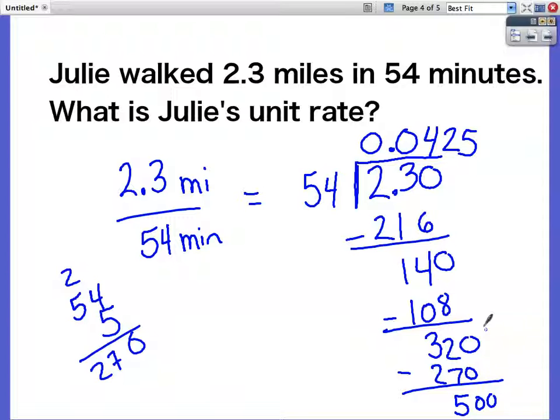I'm not going to keep dividing, but I'm going to round it to the nearest thousandths place. Remember, you find the thousandths place, look to the right, high 5 rule. So it's going to be 0.043 or 43 thousandths. So I can put down my final answer for this as 43 thousandths miles per minute.